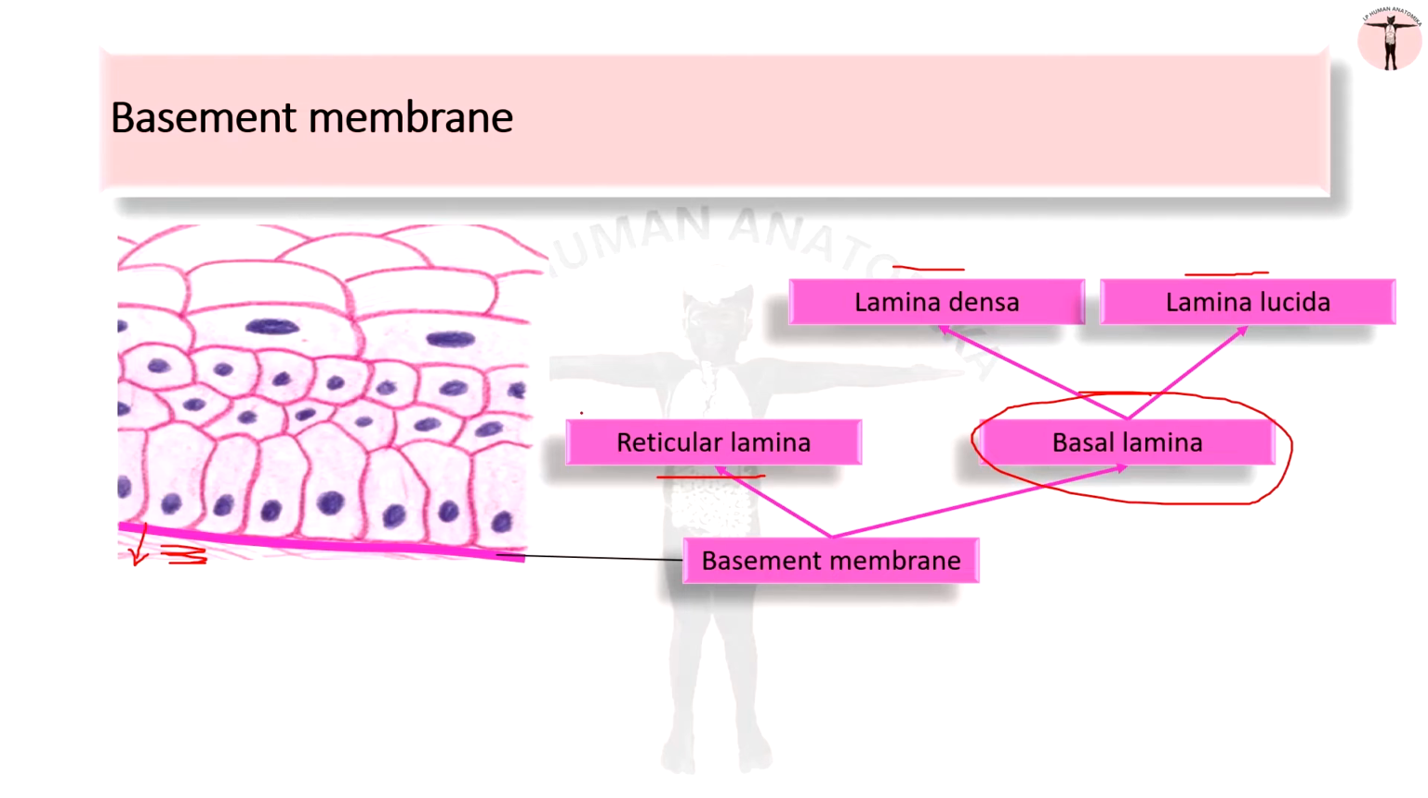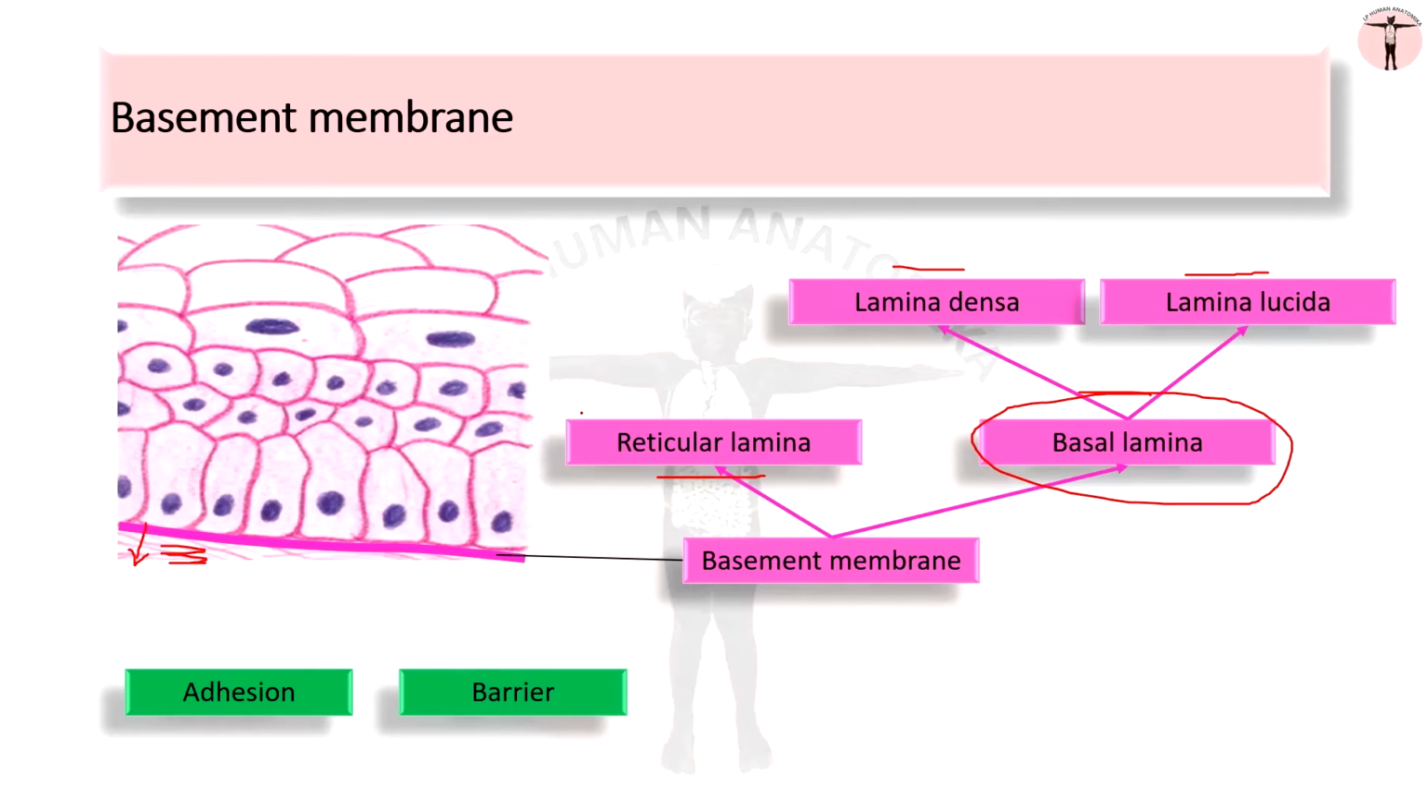So coming to the functions of the basement membrane, it provides adhesion on one side to epithelial cells and on the other side to connective tissue. It acts as a barrier to the diffusion of molecules. The barrier function varies with location. Large proteins are prevented from passing out of blood vessels, but diffusion of gases is allowed in lungs.